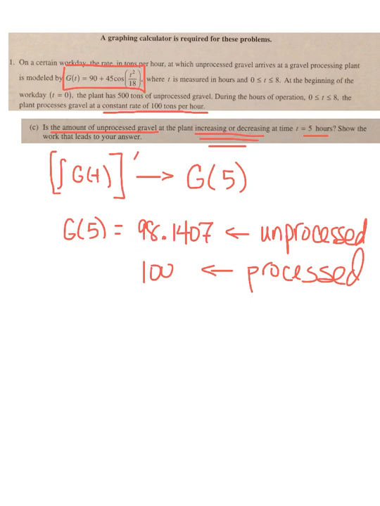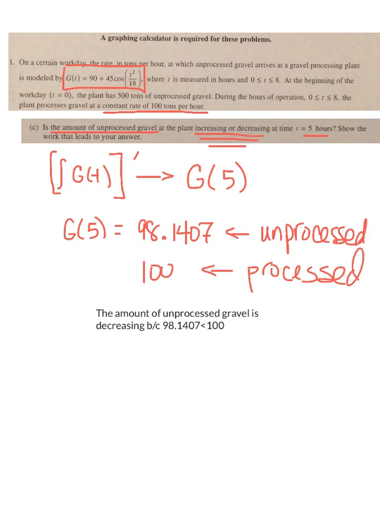And this is the rate of unprocessed. So this is the rate coming in. This is the rate going out. So they're talking about the unprocessed gravel. That's the rate in. Is the rate in increasing or decreasing at this time? Do you see that 98 is less than this? So wouldn't that mean that it is decreasing? Okay. So this would be your explanation. The amount of unprocessed gravel is decreasing because 98.1407 is less than 100.